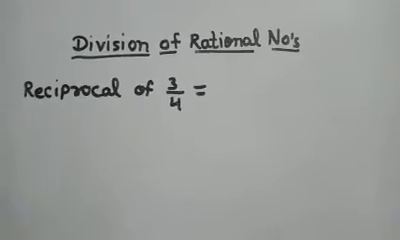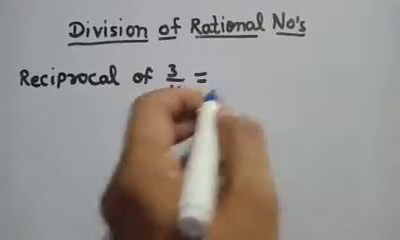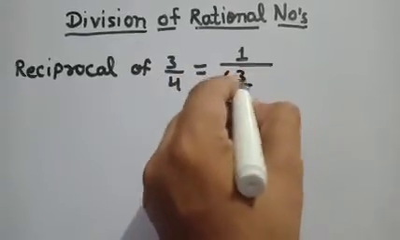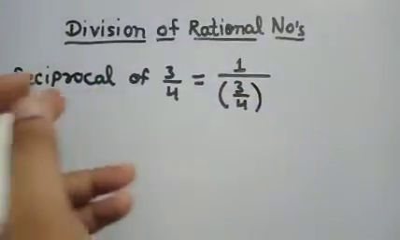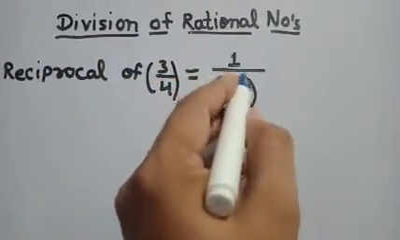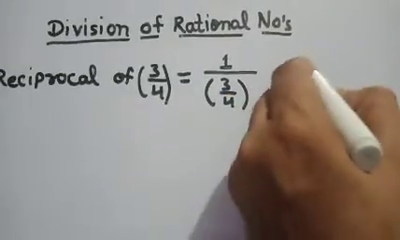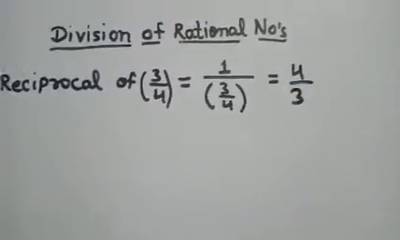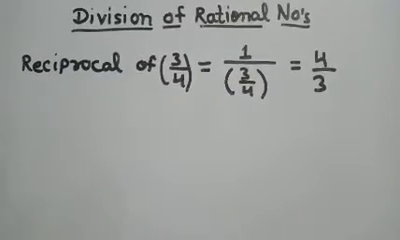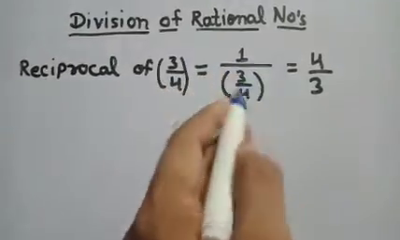So look here, the reciprocal of 3 by 4: we have to change its denominator into numerator and numerator into denominator. Means 1 upon the given rational number. Whenever you have to find the reciprocal of a given rational number, we note down 1 upon the given rational number. Now reverse: 4 by 3. Reverse their numerator and denominator, and we will get the reciprocal of a given rational number. The process is this one.